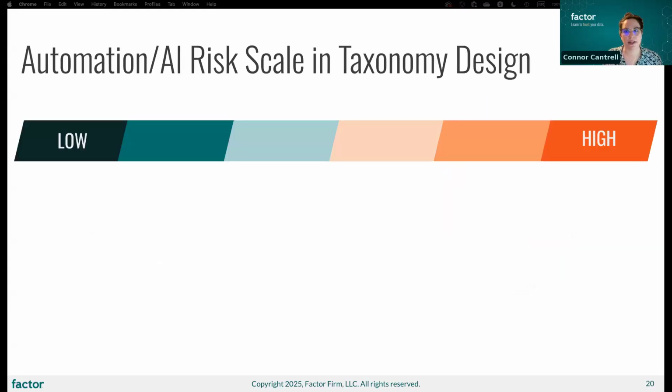Okay, so at this point, you might be wondering, when are we getting to the juicy bits about AI? Well, good news, we made it. And we've come to yet another scale in this presentation. So I can try to explain what I see as the characteristics of a low-risk application of a tool versus a high-risk application of a tool.